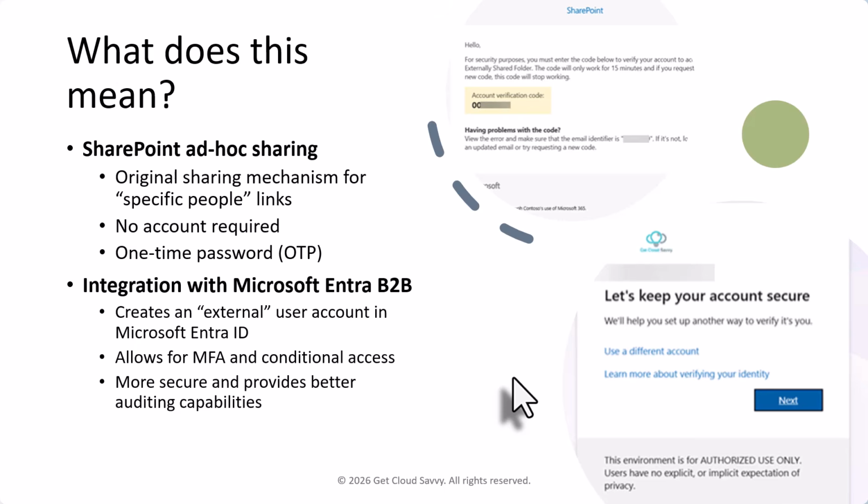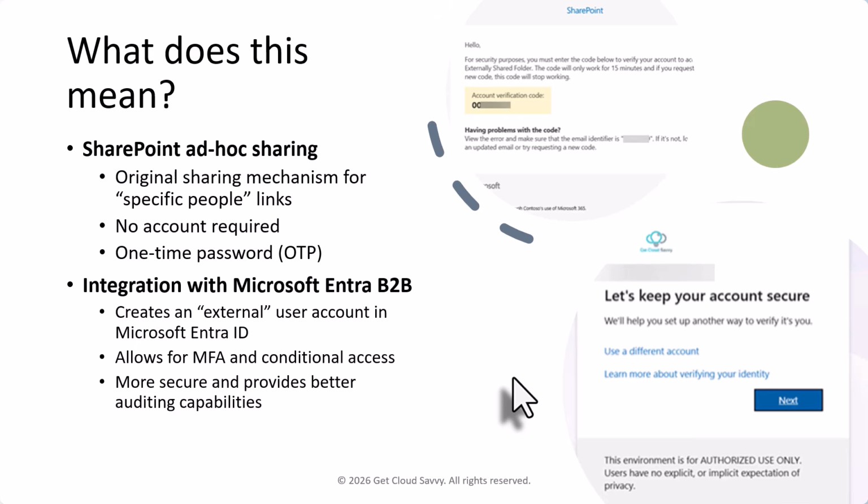So SharePoint ad hoc sharing. This is the original sharing mechanism for specific people links. So when I'm going in and sharing a folder or a file from SharePoint with someone externally, by default, I think it selects the specific people link when you type in somebody's email address. So when I go into SharePoint, I click share. I'm going to type in somebody's email address. That's a specific people link, right? When ad hoc sharing is enabled.